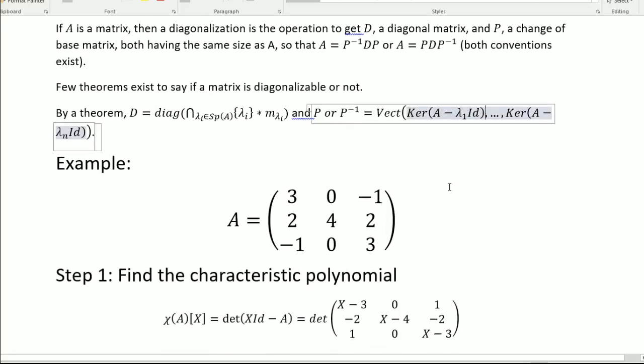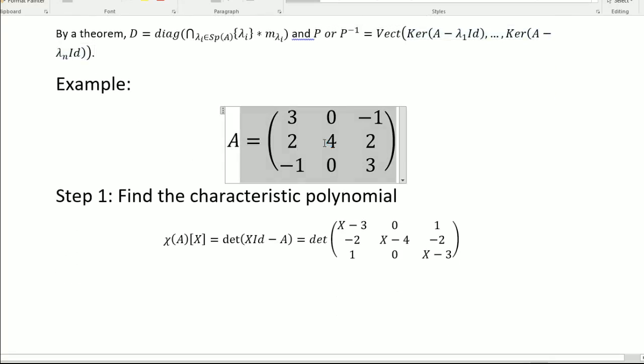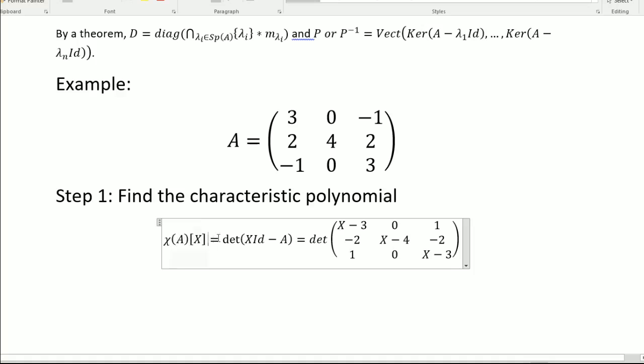So we'll do an example. Why is it that big? I don't know. So I call a matrix like that. So I have chi A of x is equal to the definition. So I calculate that and we get this matrix. We just did like the definition.